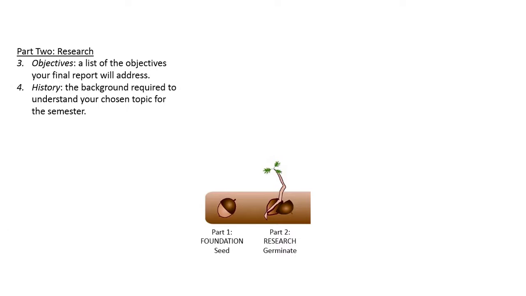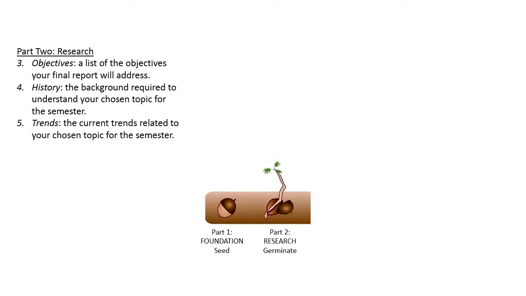Second assignment here in Part 2 of research is history. You will need to provide a brief background so that the reader can understand your chosen topic for the semester. Without the history, it's very difficult for one to understand why you've chosen what you've chosen for the semester.